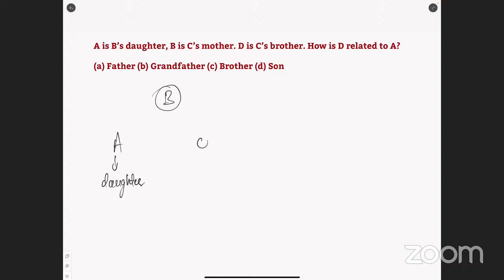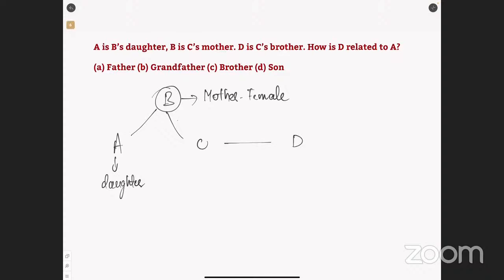Now this is interesting, because now they say B is C's mother. So if she is the mother, then obviously she is female. Then what else is given? D is C's brother. C has a brother named D. Now we have three siblings, in fact, A, C, and D. These three are siblings, that is, children of the same parents.